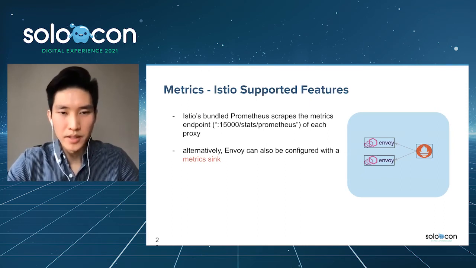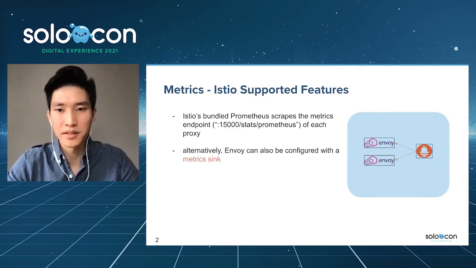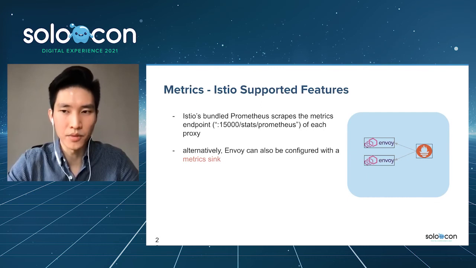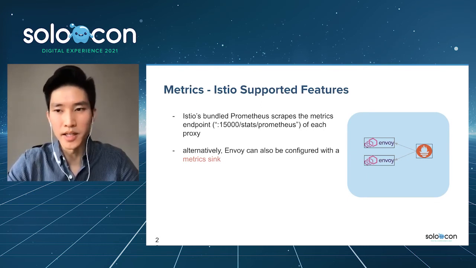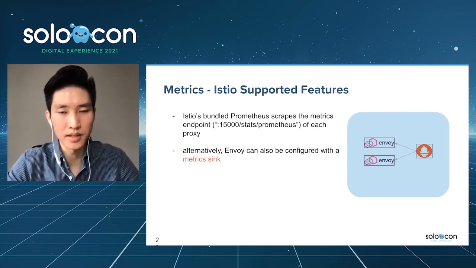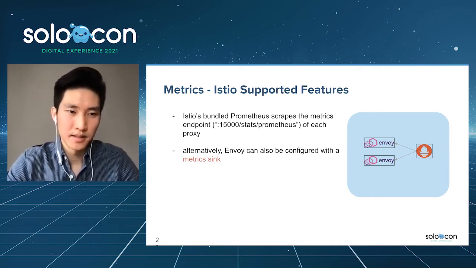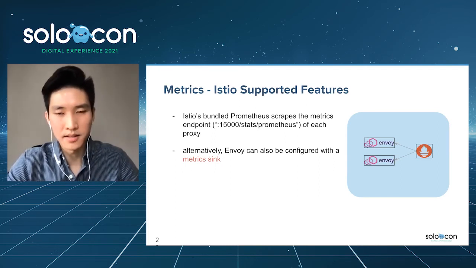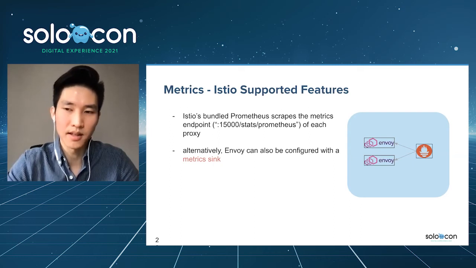So what other metrics features does Istio support out of the box? At install time, Istio includes an option to install Prometheus, which collects metrics by scraping them from each proxy. And we know that each proxy exposes their metrics through the /stats Prometheus endpoint for Prometheus formatted stats on the admin interface, which is usually port 15000. Similar to what was discussed for access logs, Envoy proxies can also be configured to push their metrics to a metrics sink, and this will also be showcased later.